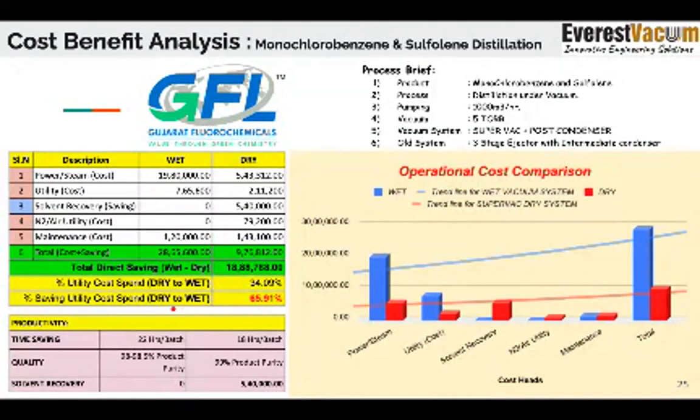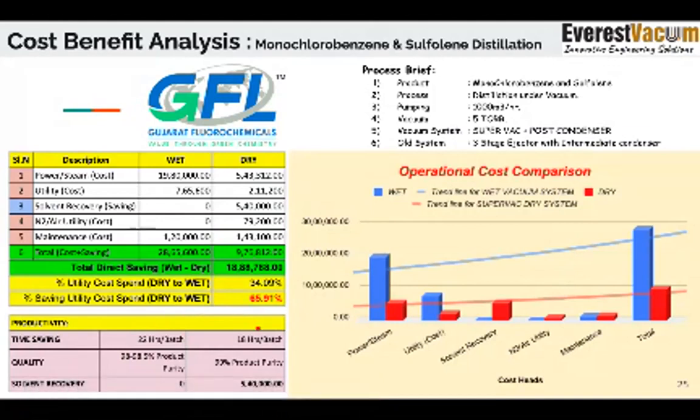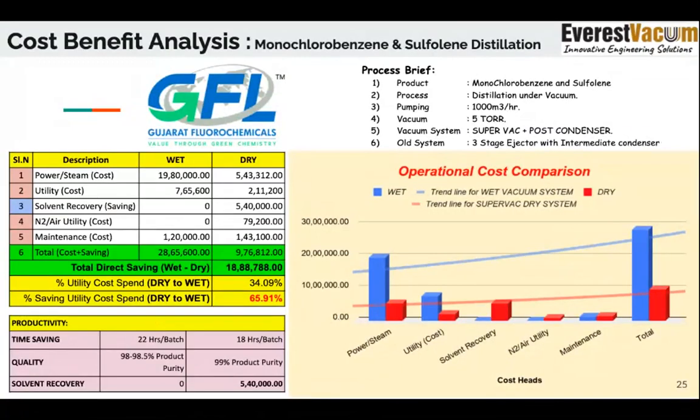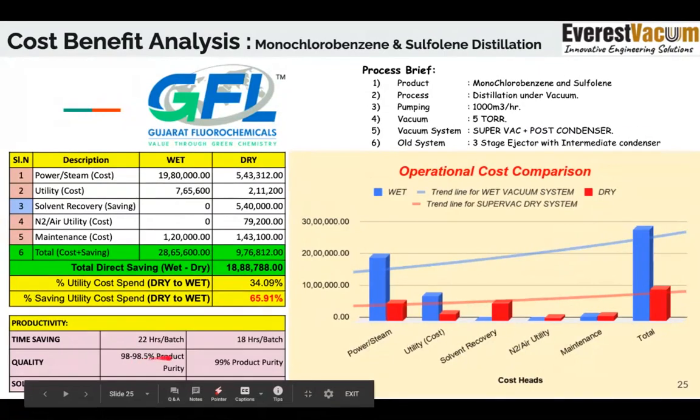The other advantages that the customer is getting: earlier batch time was 22 hours, now reduced to 18 hours. Now, I can't put a value onto this as to what are the actual monetary savings, except for the enhanced saving in terms of production, because from the same capital infrastructure that the customer has, he's getting more than 20% more production. His purity levels earlier were 98 to 98.5%, which are now 99% plus.